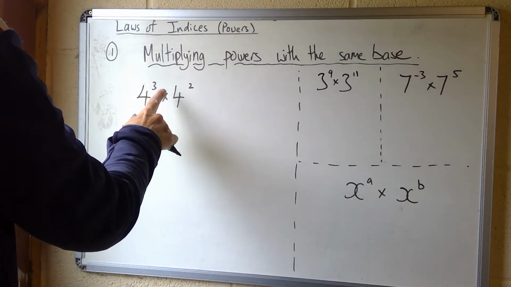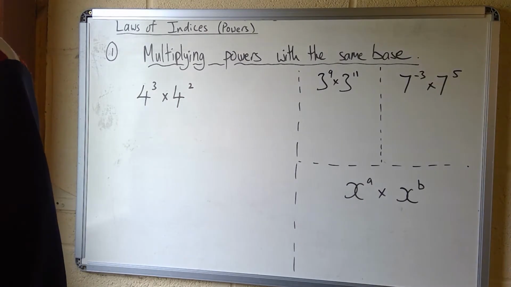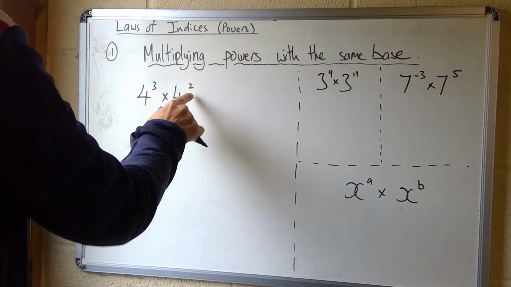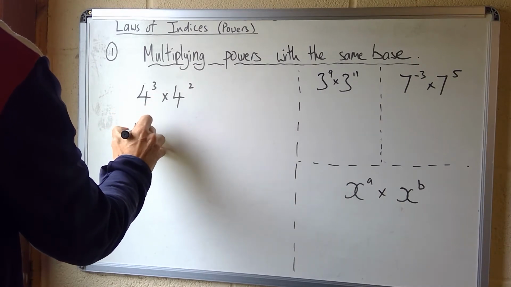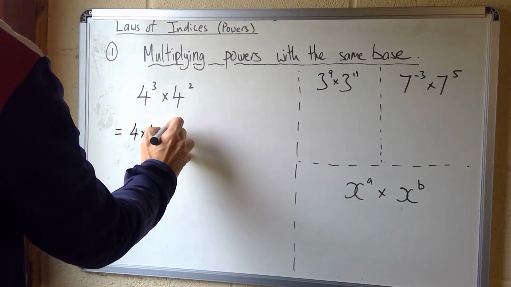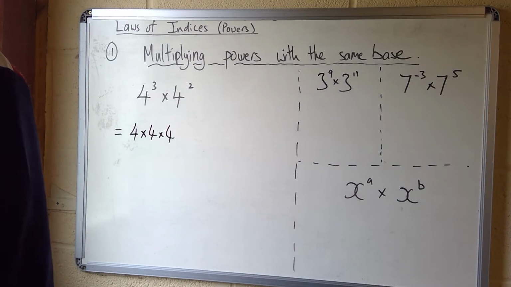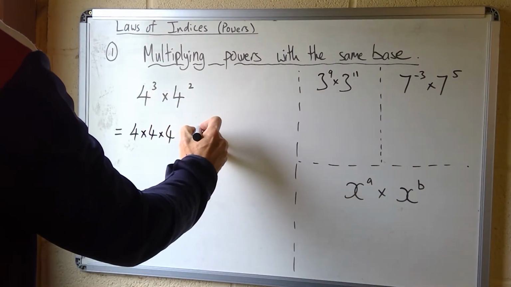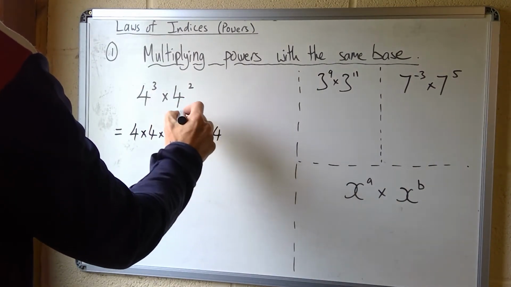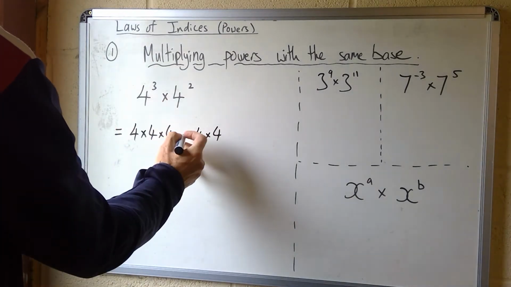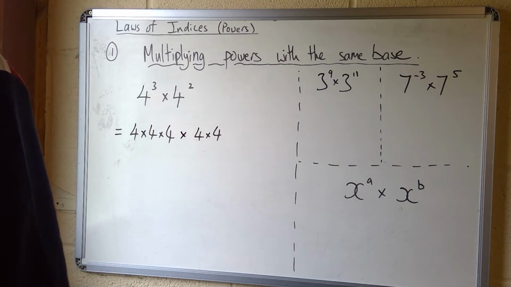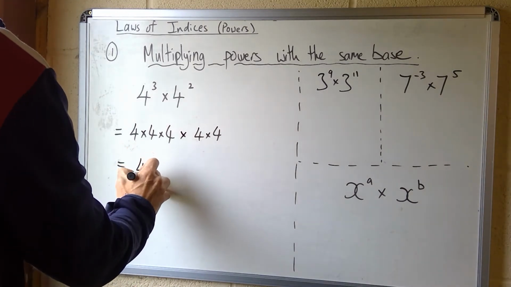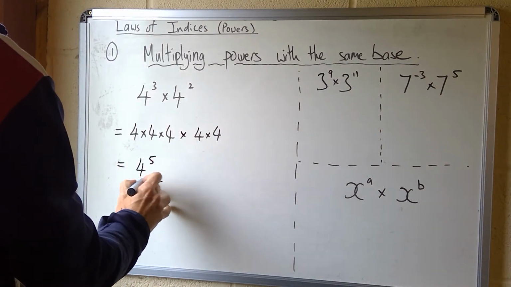4 to the power 3 multiplied by 4 to the power 2, or 4 cubed multiplied by 4 squared. If I write these out, 4 cubed means 4 multiplied by 4 multiplied by 4. 4 squared means 4 multiplied by 4. And I'm multiplying those together. So the result of all those being multiplied together is going to be 4 to the power of 5.